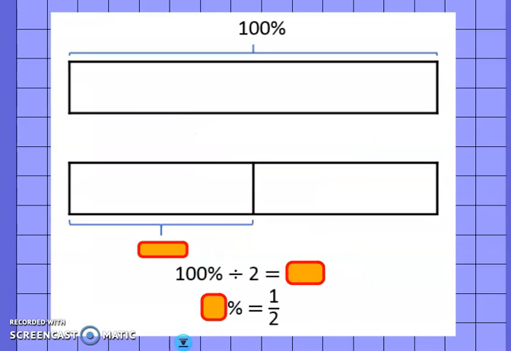Right, so if you're getting some bar models in your starter questions, I want you to have a think. The whole is 100% and now we have been split into 2. 100% divided by 2 equals 50%. And of course, 50% is equivalent to a half because it's a half of 100.